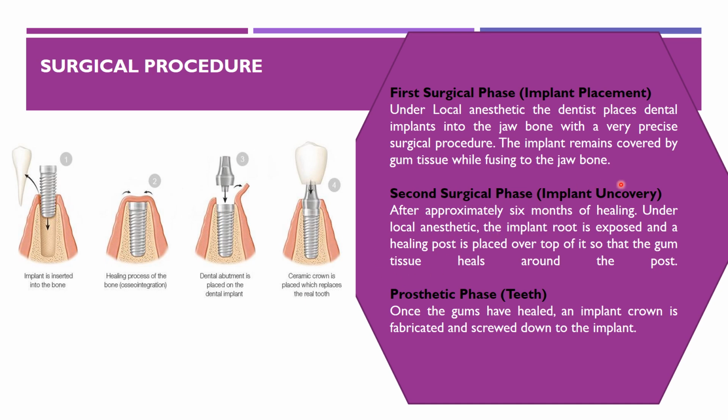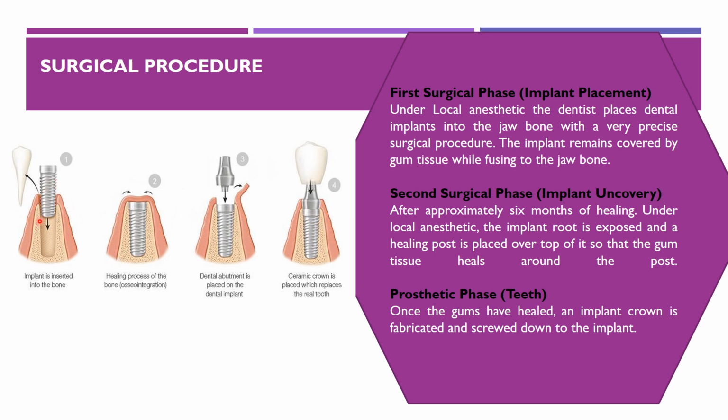This is implant uncovery. After approximately 6 months of healing, under local anesthetic, the implant is exposed and a healing post is placed over it, and the gum tissue heals around the post. The next phase is the prosthetic phase. Once the gums have healed, an implant crown is fabricated and screwed down into the implant.